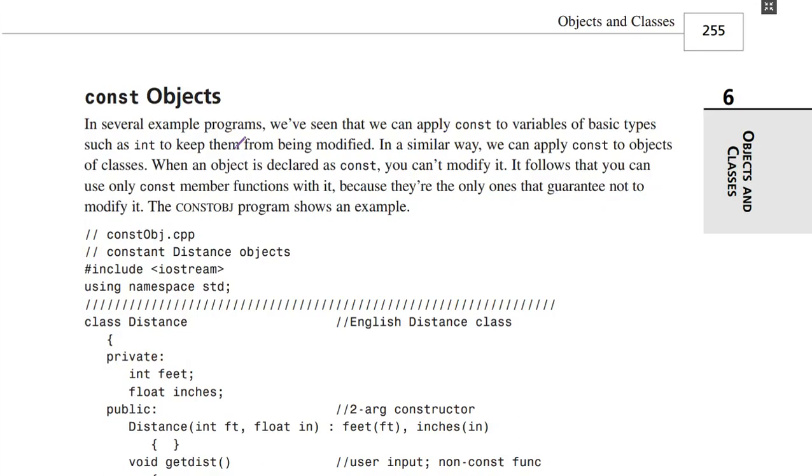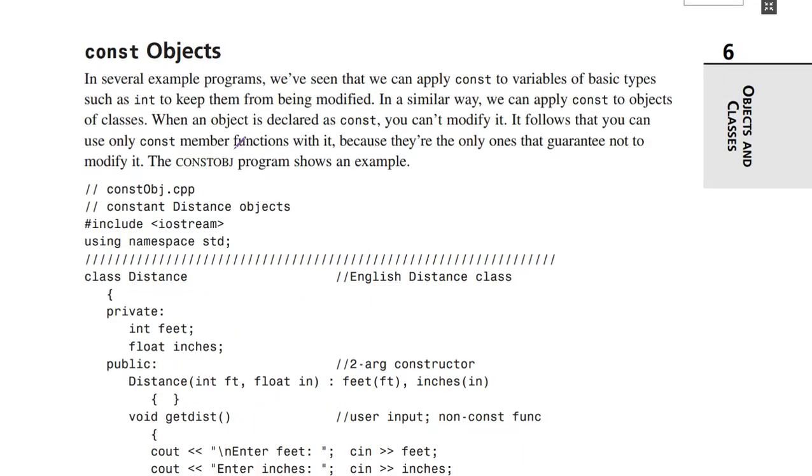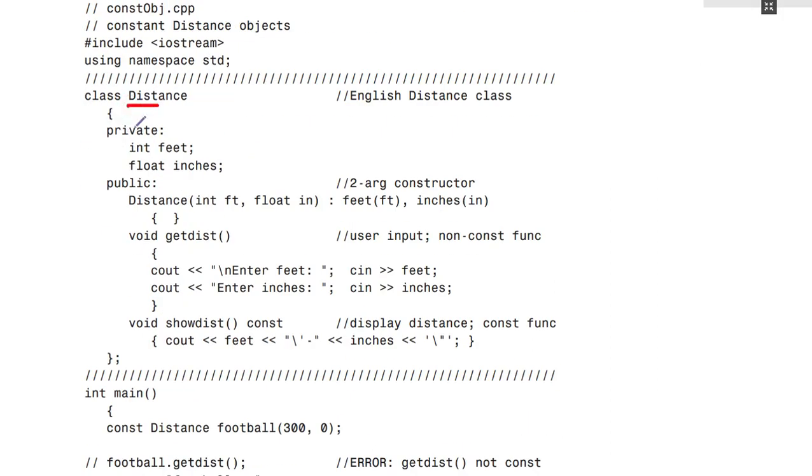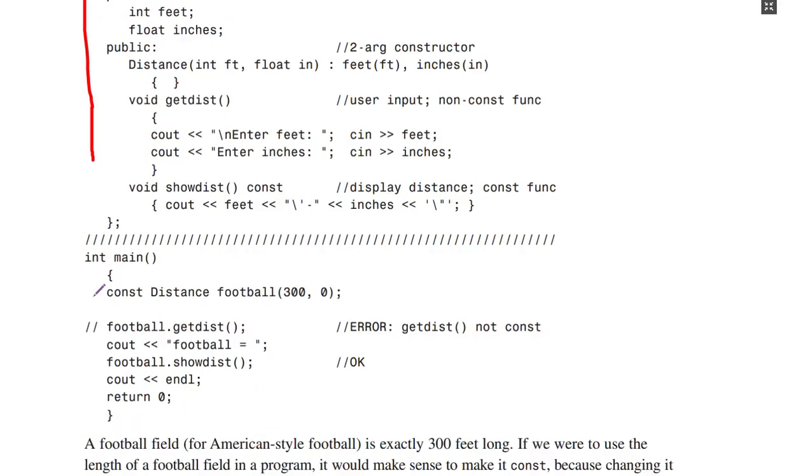The next thing is constant objects. If you make an object a constant, for example in the same example, the distance class, which has this blueprint, if you make an object of this class, football for example, if you make an object of class distance but declare it to be a constant, then once declared, you can't change the value of the data items of this object. This object would have feet and inches, whatever value it gets, and you won't be able to change it.